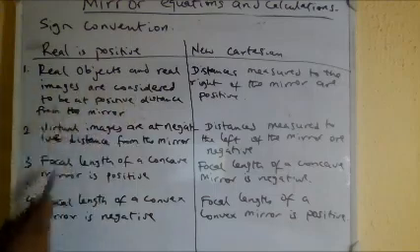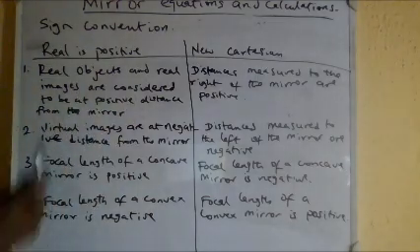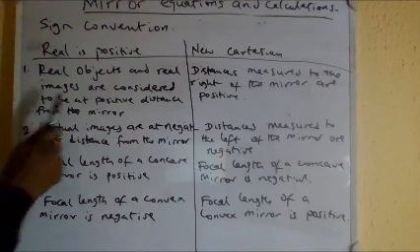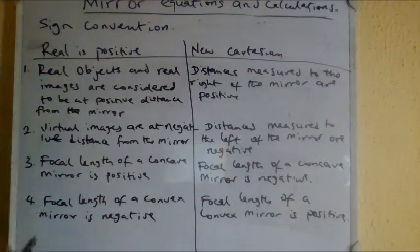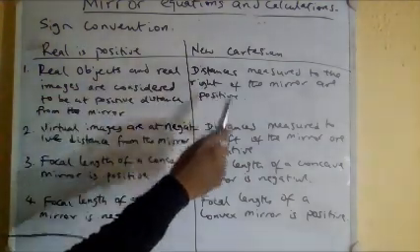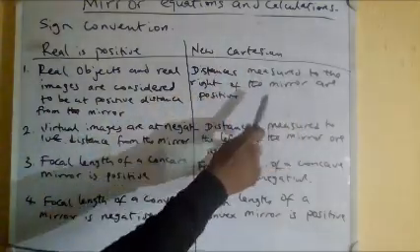distance from the mirror. So when you are calculating, you get your parameters. All real objects and real images are positive distance. You understand? So if you get object or image distance, it's positive. Then for the new Cartesian convention, distance measured to the right of the mirror is positive.